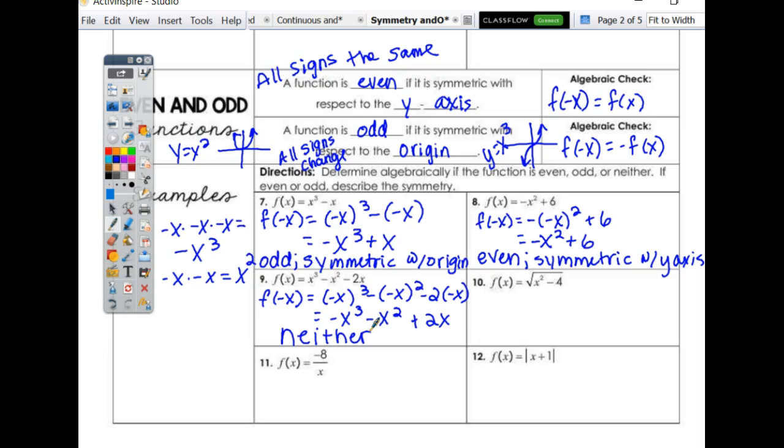So number 10. When I put the negative x in for x squared, is that the same or different? Same. So this is even and symmetric with y.